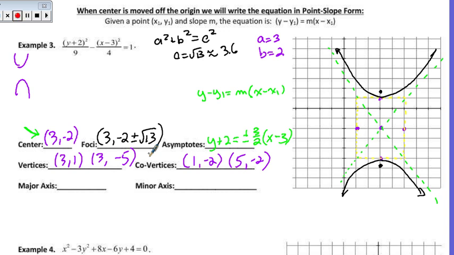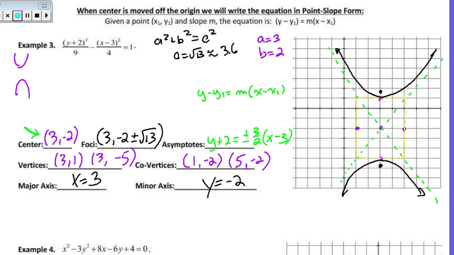The major axis will be running through the vertices, so in this case it is the line x is equal to 3, and the minor is going to be running through the co-vertices here, so that's going to be y is equal to -2. Okay, we've got one more example to work on.